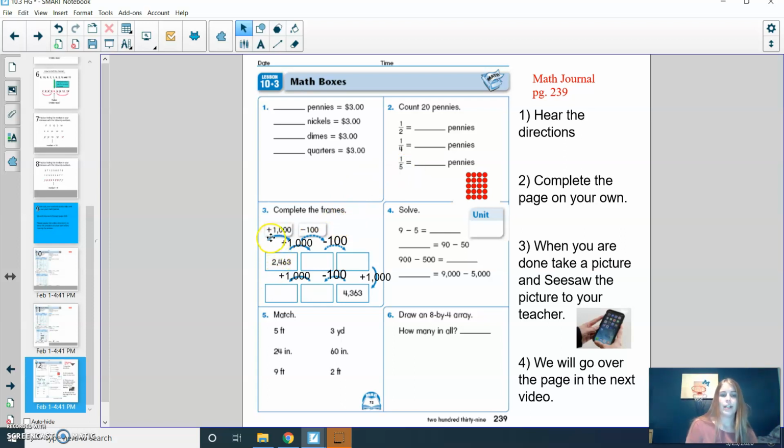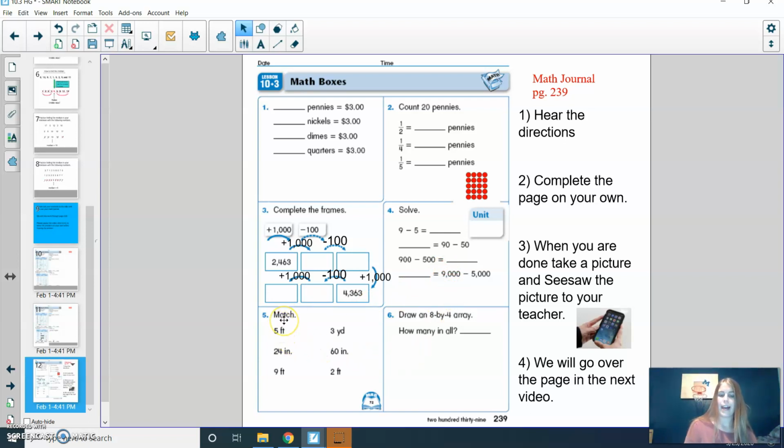Whenever I see the first arrow, that's solid, I write plus 1,000. So you can see I wrote plus 1,000 here, plus 1,000 on the side, and plus 1,000 on the bottom. Whenever I saw the dotted arrow, I wrote minus 100. So I wrote minus 100 on the top, and then also minus 100 on the bottom. Now I'm all set up to finish my puzzle, finish my frames. Complete for question number 4.